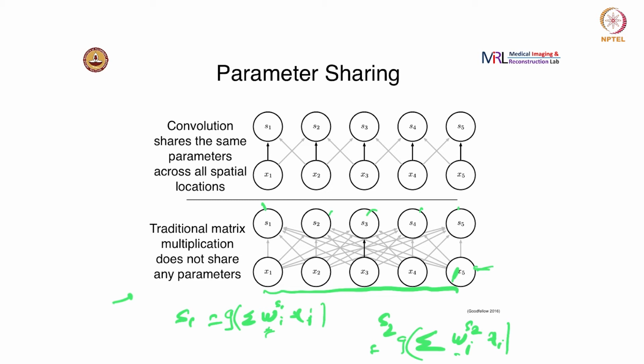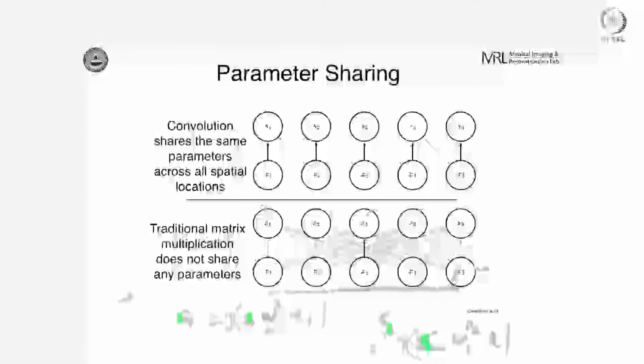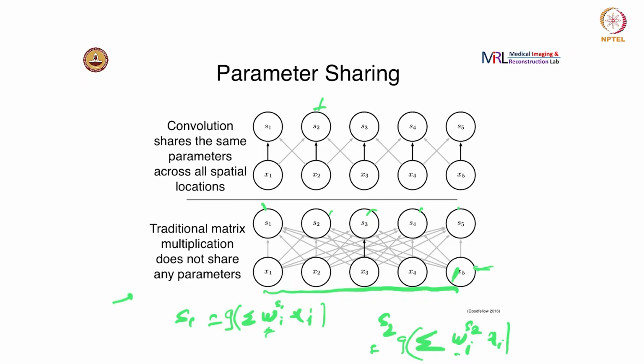Now, for convolutional neural networks, they share the same parameters across all spatial locations. For instance, if you take S2, its inputs are from X1, X2, and X3, right? So S2 is W1 X1 plus W2 X2 plus W3 X3. We just write this down here quickly.